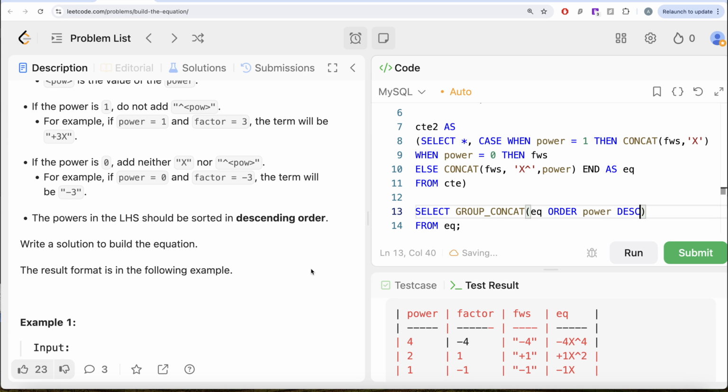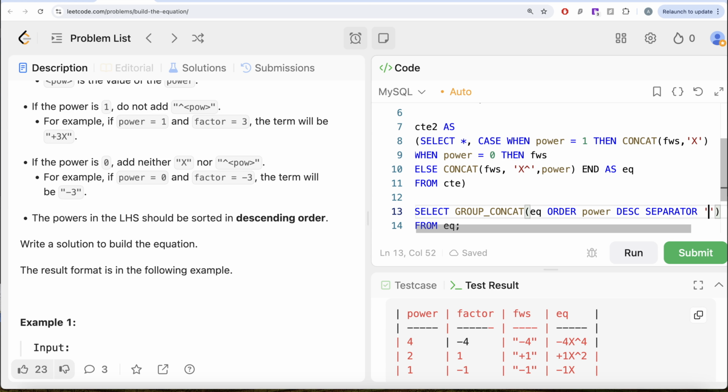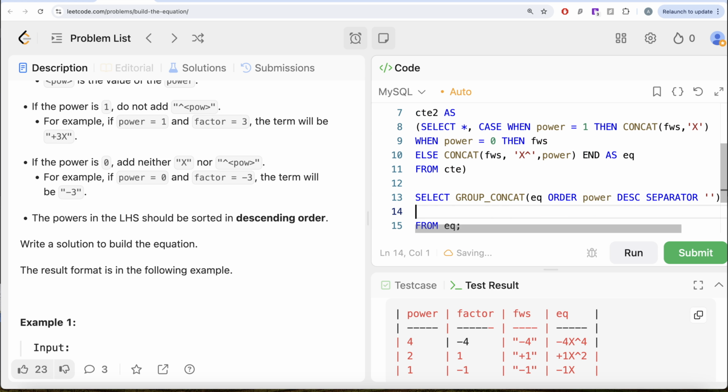And what is the separation between these? Nothing, right? So minus 4x4 plus 1x to the power 2 minus 1x. So there is no separator between these concatenated values. So we need to write that the separator is nothing. Okay, let me go ahead and alias this as equation. However, it is still not complete because we are only working on the LHS part. Or let me just alias this as LHS right now.